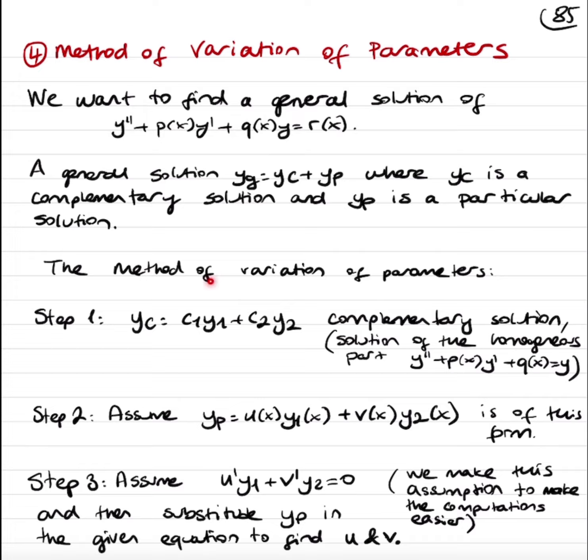Okay, I summarize the method in 3 steps. So step 1, step 2, and step 3. In step 1, we find the complementary solution c1 y1 plus c2 y2. So we solve the homogeneous part, so this is equal to 0.